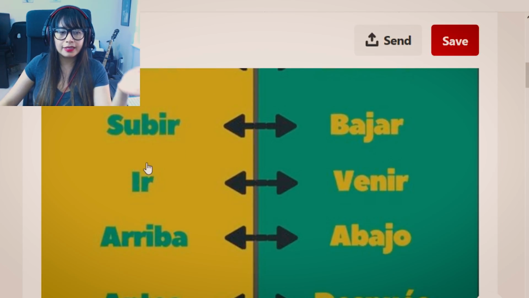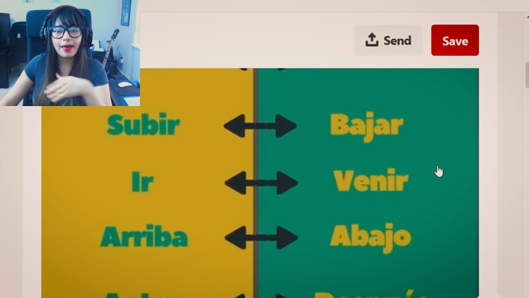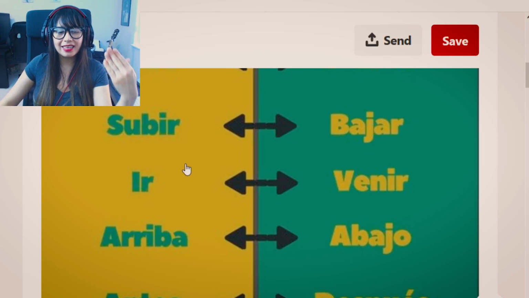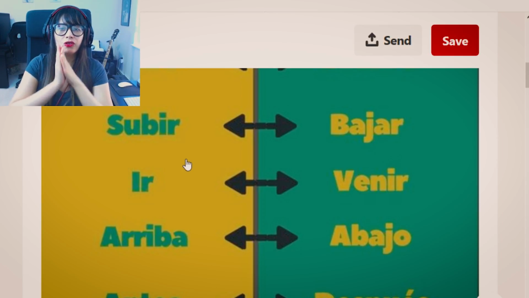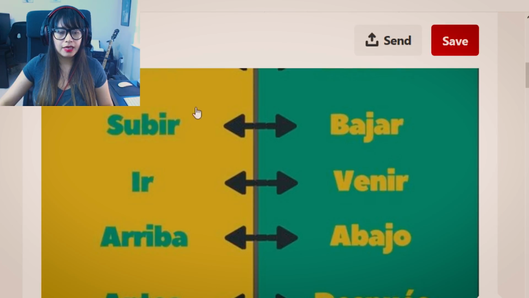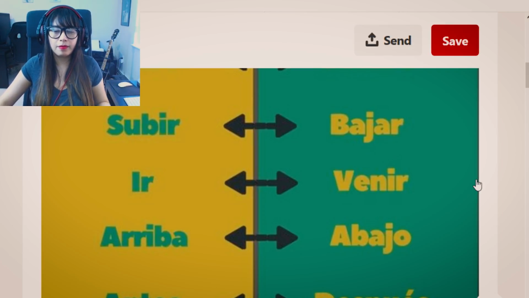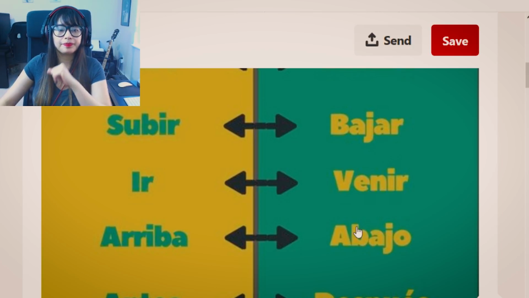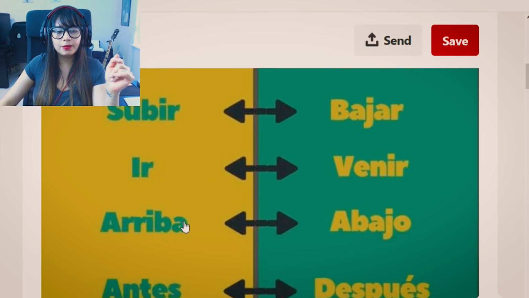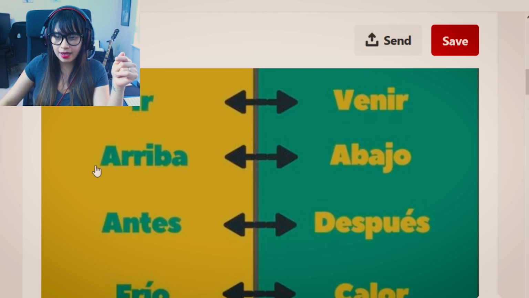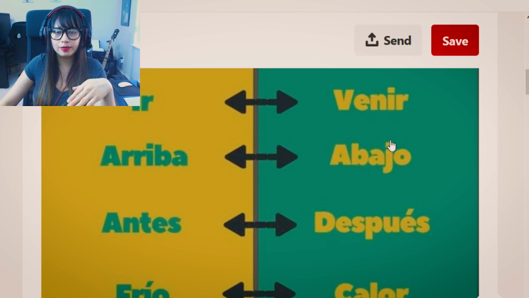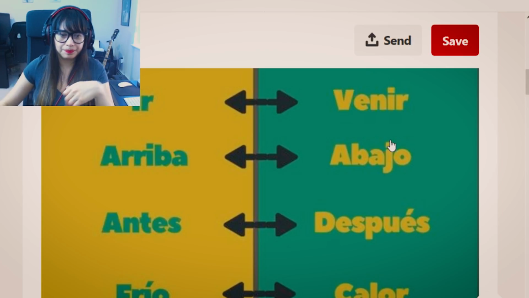The next one is ir and venir. Ir means to go. You're going somewhere. Venir is to come from someplace. Yeah, so ir, to go, venir, to come. Okay, the next one is arriba and abajo. This one is pretty easy. Arriba, up, abajo, down. That's it.